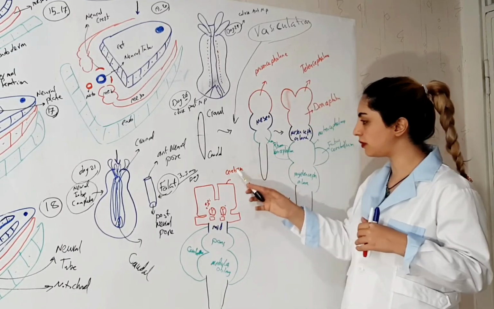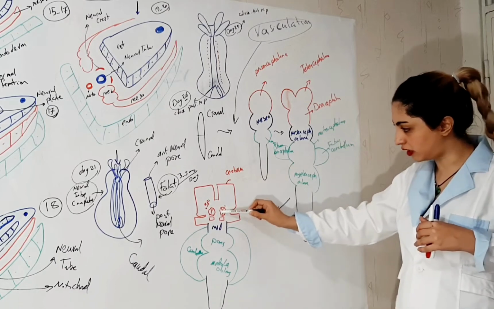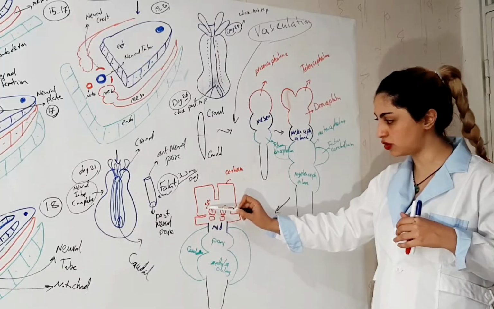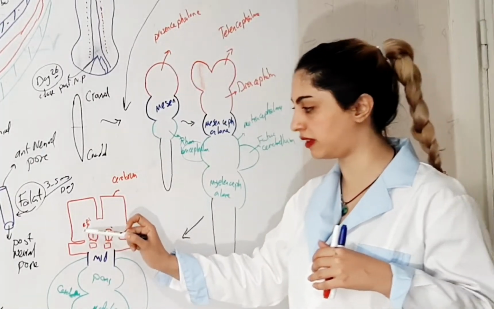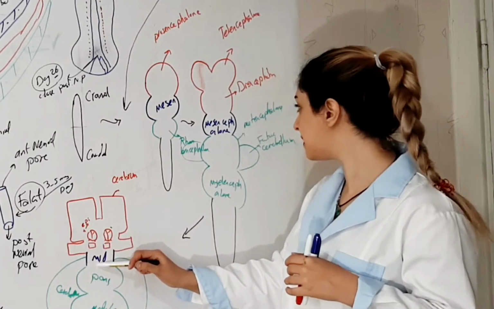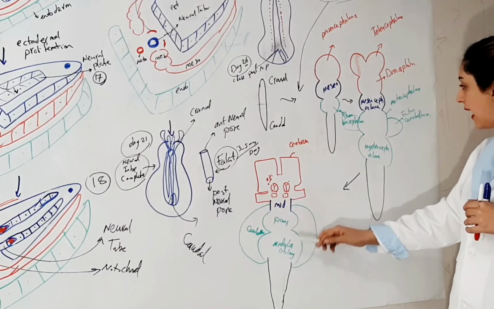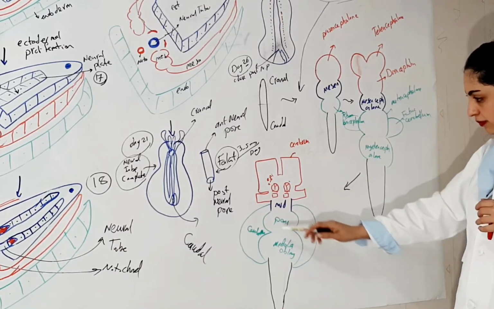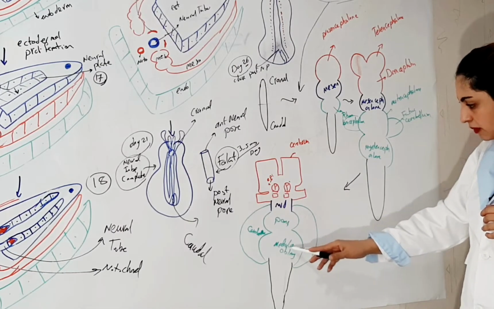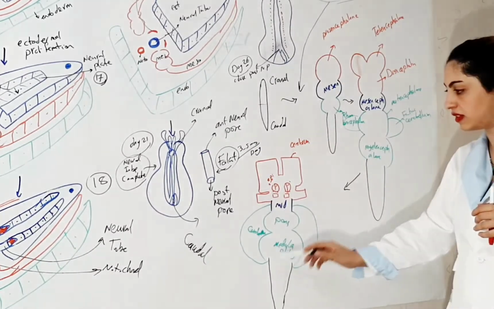The telencephalon will become the cerebrum, the cerebral hemisphere. The diencephalon will make the thalamus, medial and lateral geniculate body, subthalamus, and also the epithalamus, of which the pineal gland is part. And here, of course, there is the limbic system. The mesencephalon becomes the midbrain, and the metencephalon becomes the pons and also the hemispheres of the cerebellum. In here we have the medulla oblongata, which originated from the myelencephalon, and in here we have the spinal cord.